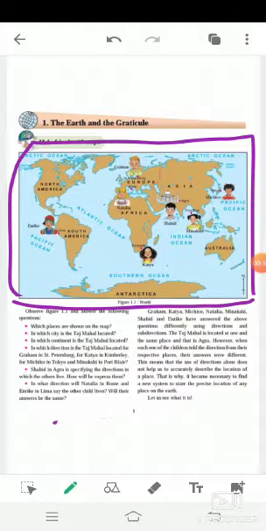They have shown the oceans: Atlantic Ocean, Southern Ocean, Indian Ocean, Pacific Ocean, Arctic Ocean. It's a world map. Now let me give you some introduction about the globe.